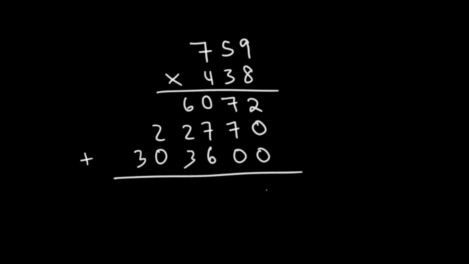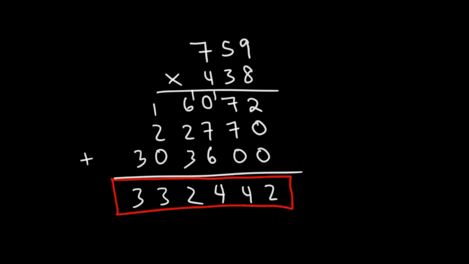And now we can add. So we have 2, and then 7 plus 7 is 14. We need to write the 4, carry the 1. And then we have 1 plus 7 plus 6. 1 plus 7 is 8. 8 plus 6 is 14. So let's write 4, carry over the 1. Then we have 1 plus 6, which is 7. 7 plus 3 is 10. 10 plus 2, that's 12. And then 2 plus 1 is 3. And then we can write the other 3. So the final answer is 332,442. So now you know how to multiply two numbers using long multiplication.